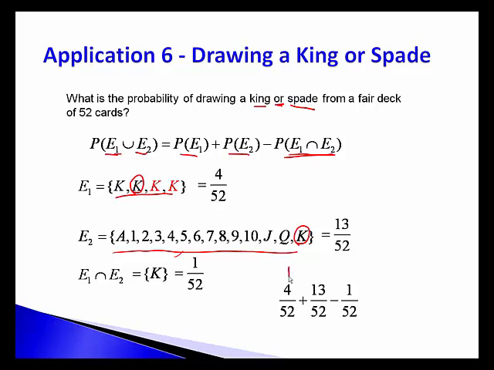So it's the probability of the first event plus the probability of the second event minus the probability of the intersection. Another way to look at that is the probability of the first event, the probability of the second event, and take out anything they have in common because you've double counted it basically. When you do that, you'll get 16 over 52. Then when you reduce, you get 4 over 13.